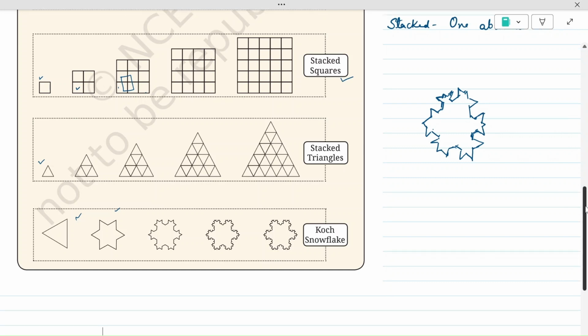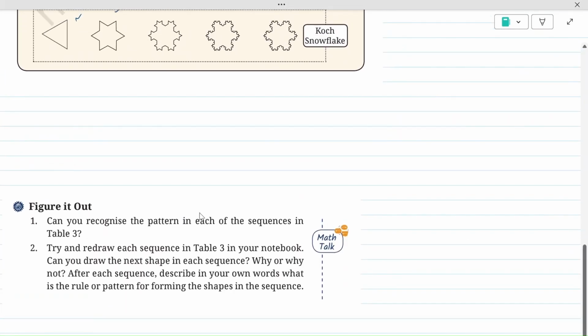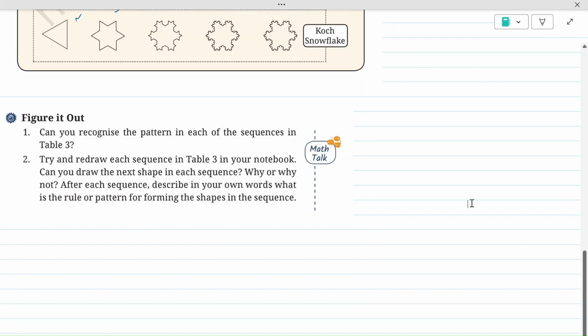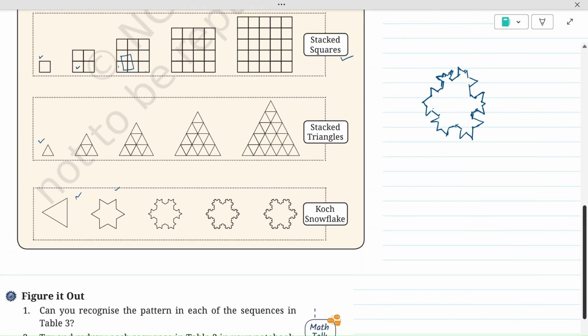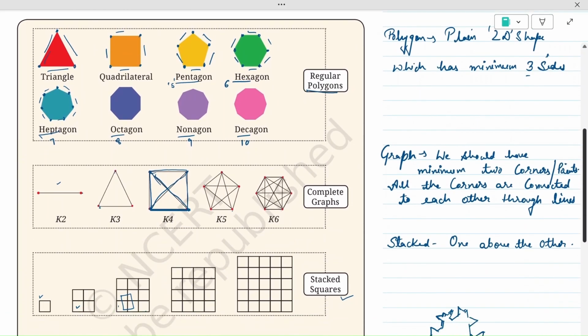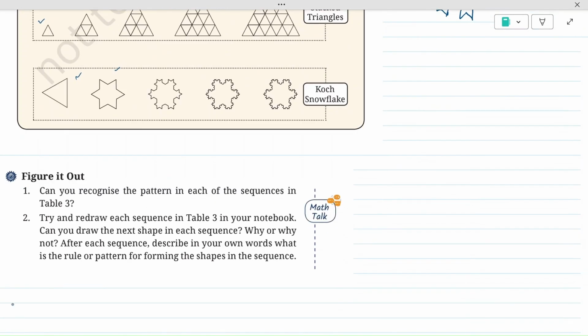Kids, we have only 2 questions in this exercise, so let us finish this in the same class. Okay, so the first question is, can you recognize the pattern in each of the sequences in table 3? So this is our table 3 and we have to recognize the sequence. I am writing it here, answer number 1.